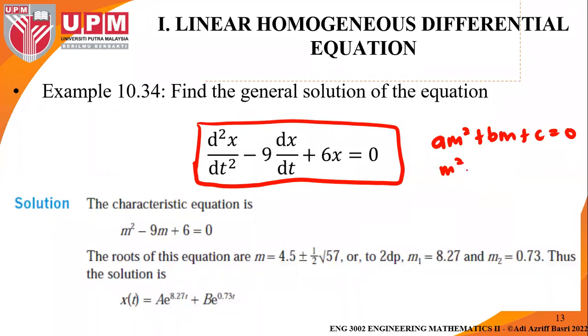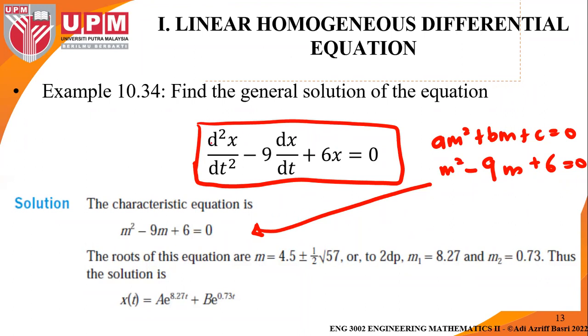So it becomes negative 9 here. dx over dt becomes m, plus 6 c equal to 0. So this is the characteristic equation, in order for you to find the roots. Okay, so that's the first step.